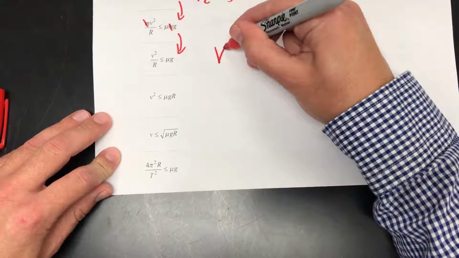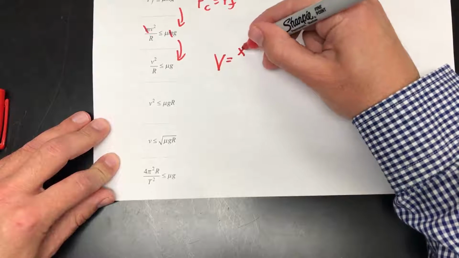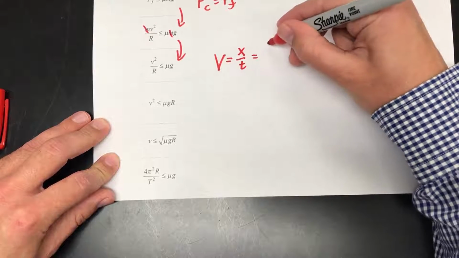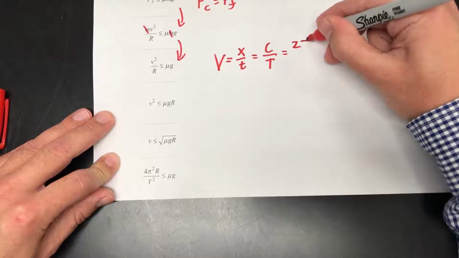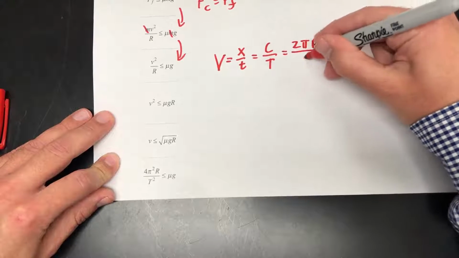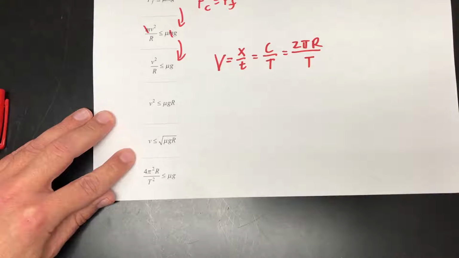Let me write up here what they are doing. The first thing is this v is for velocity. So velocity is distance over time, or in the case of a circle, it is the circumference over the period. The circumference is 2 pi r over the period. Since that is what we're going to do with velocity.